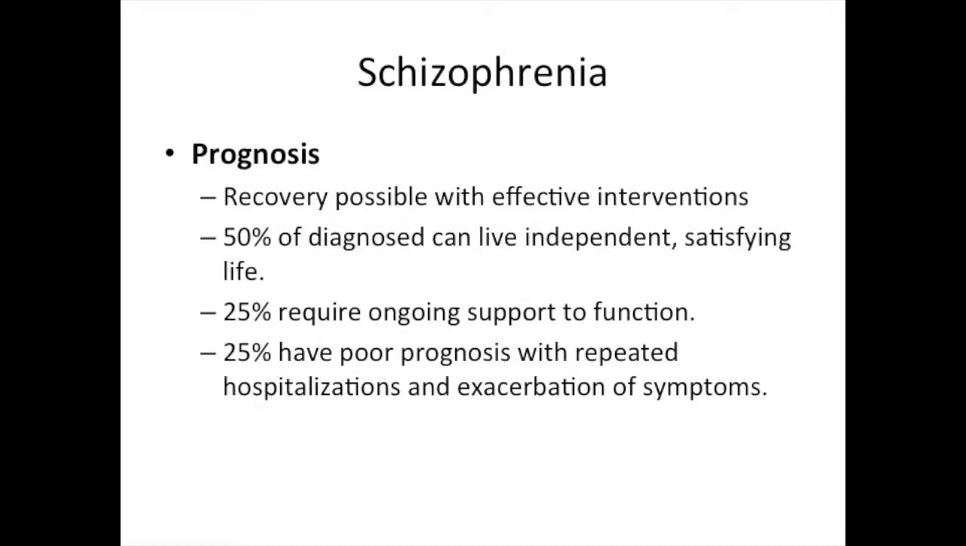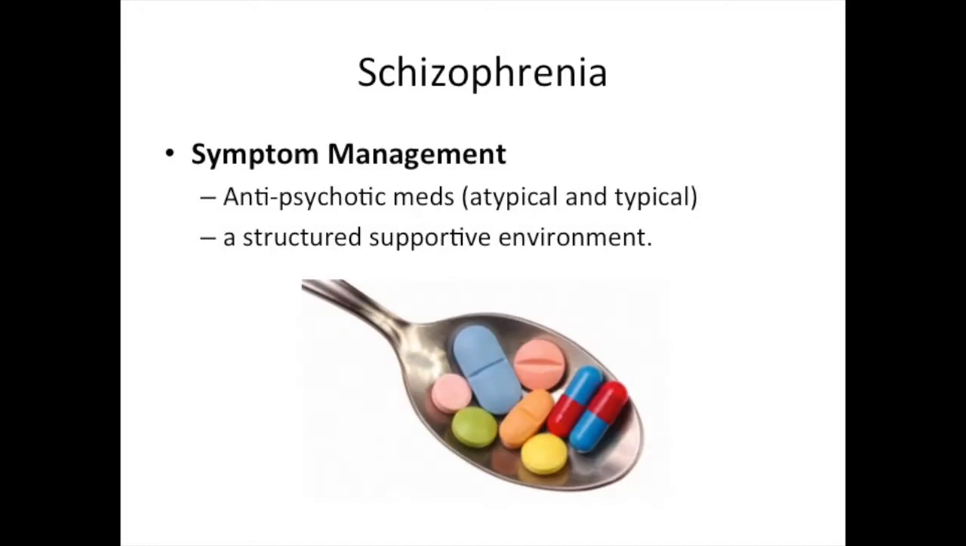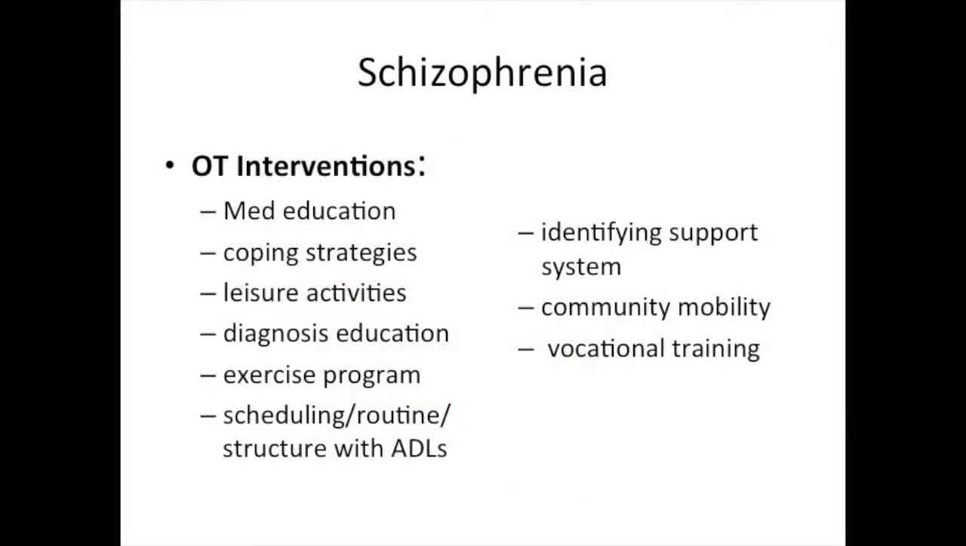Recovery is possible with effective interventions. Half the population can live independent, satisfying lives, and 25% require ongoing support to function. The other 25% have a poor prognosis with repeated hospitalizations and exacerbation of symptoms. Symptom management includes antipsychotic meds and a structured supportive environment. The OT interventions include medication education, coping skills, leisure activities, diagnosis education, exercise programs, scheduling, routines, and structures for the ADLs, and identifying support system along with community mobility and vocational training.